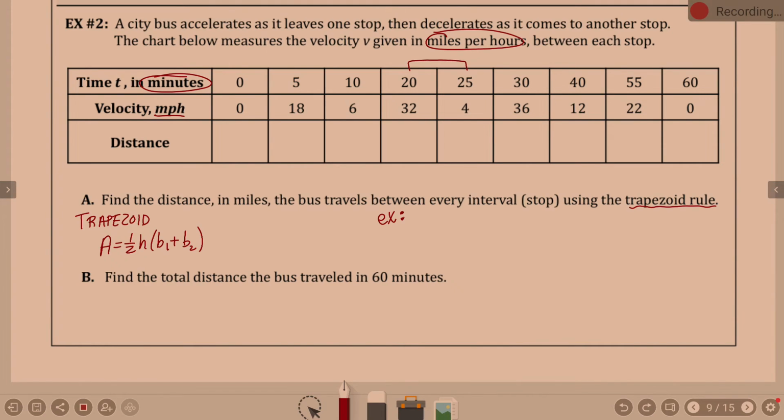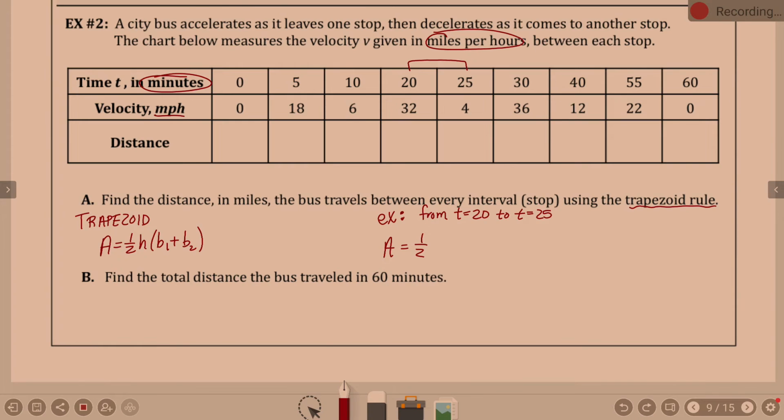If we're doing the example where we're going from t equals 20 to t equals 25. Okay, well, how do we do that area? We know we're going to be doing 1/2, got that, right? Height. What's the height? 5. 5 because it's the distance between the two, yes?